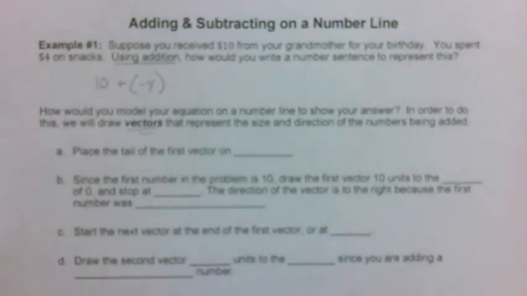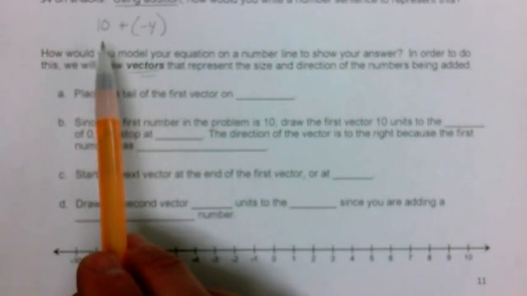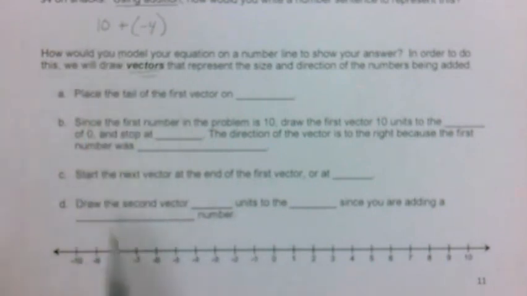All right, so what we're going to do, we're going to take this problem, 10 plus negative 4, and we're going to model it on this number line down here. Letter A says place the tail of the first vector on blank. Well, we need a vector to represent each number in our addition problem. Our first number is the number 10. When we draw the first vector, we will always begin at 0 on our number line. So we're going to place the tail of the first vector on 0. I'm just going to put a little dot right there. That's where the tail of my first vector is going to begin.